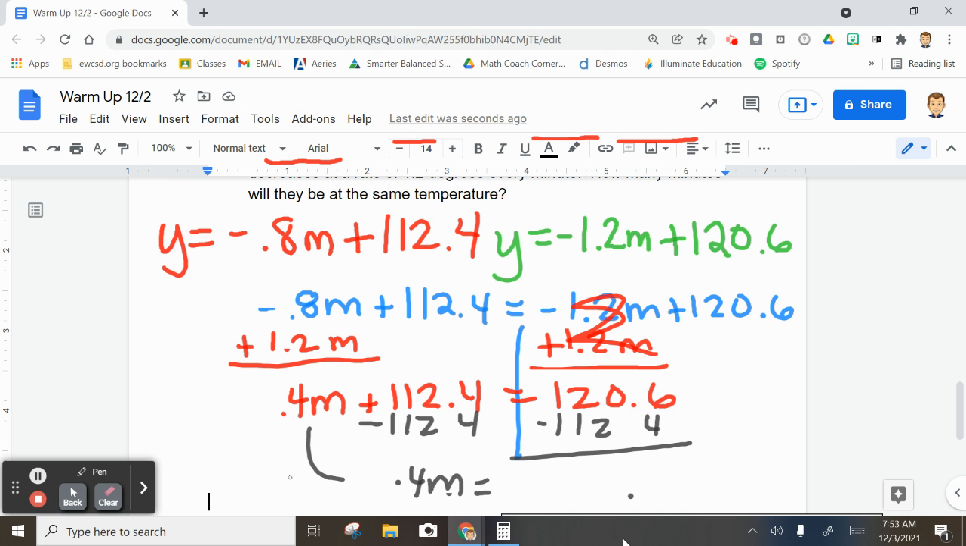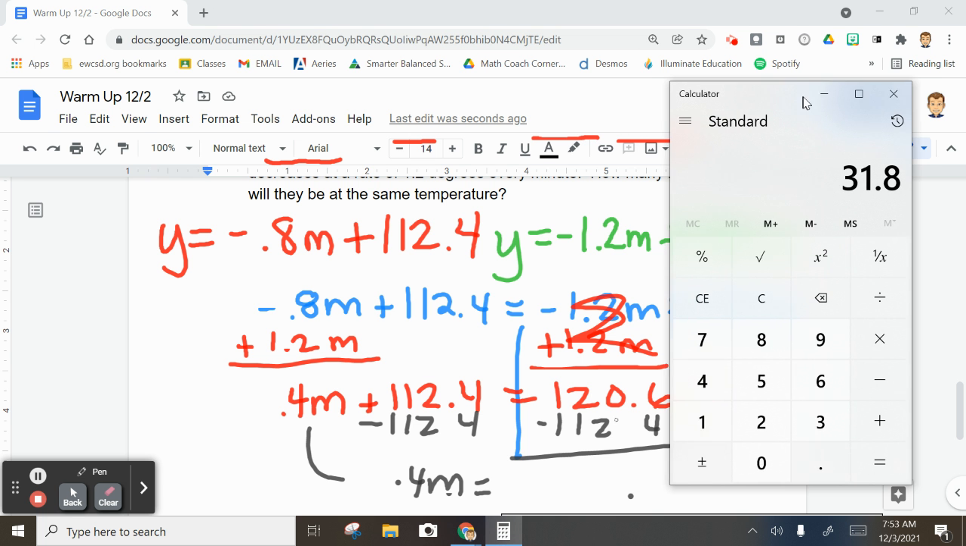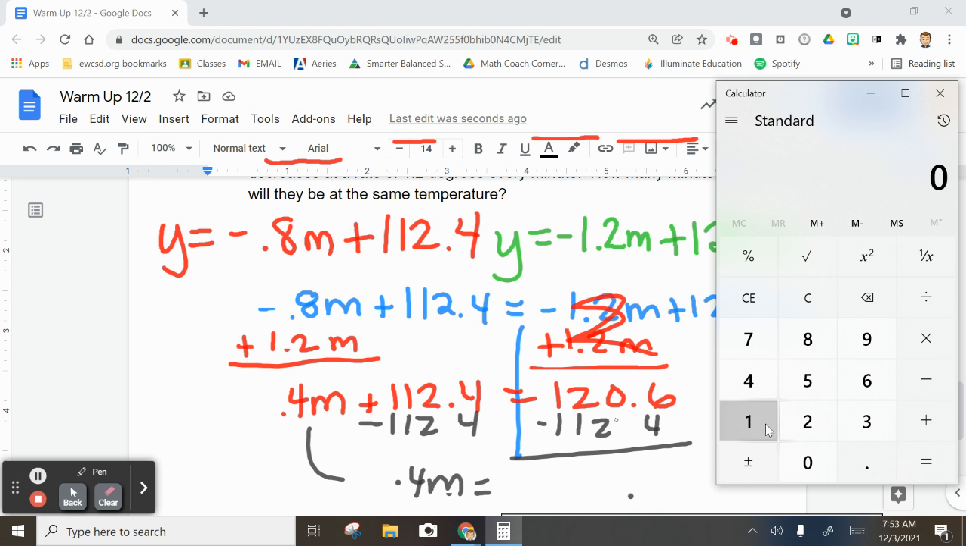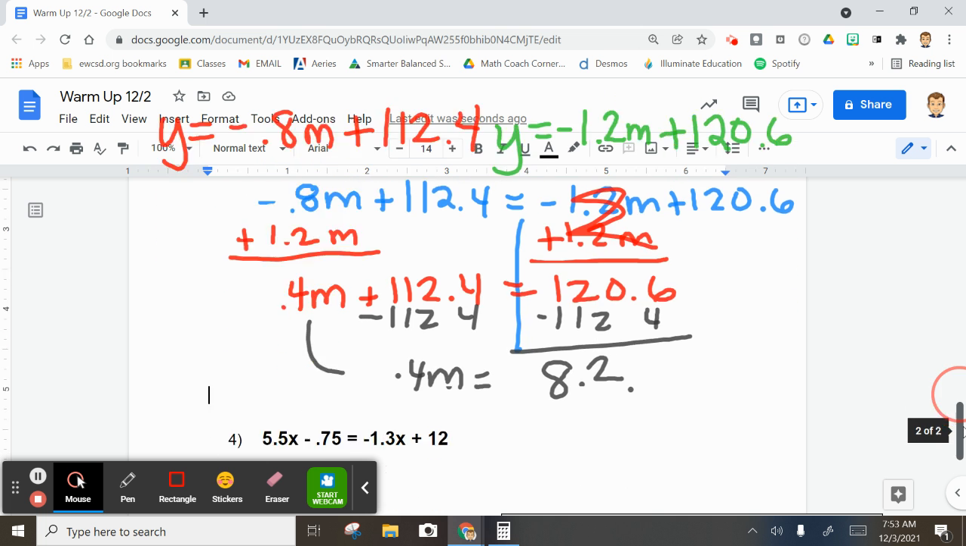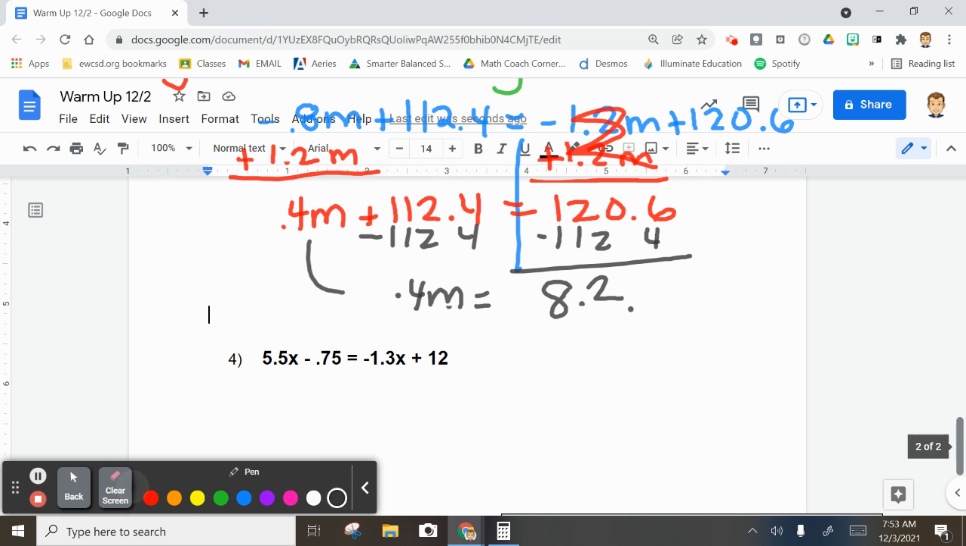equals, let's get our calculator out. What is it? 120.6 minus 112.4. So I get 8.2. All right, so I have 0.4 and 8.2. Then you're going to divide the 0.4, correct? So let's go ahead and do that. Let me move it down just a little bit more. Then you're going to divide this 0.4.